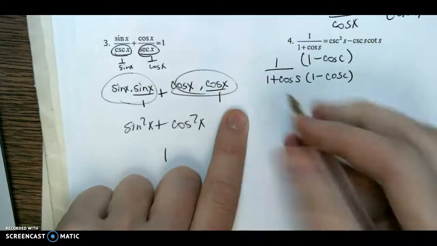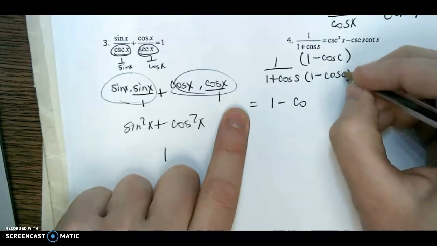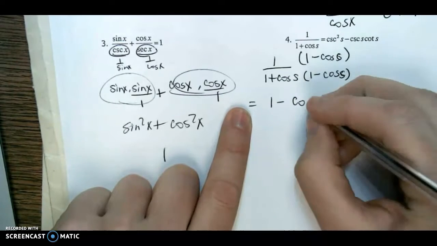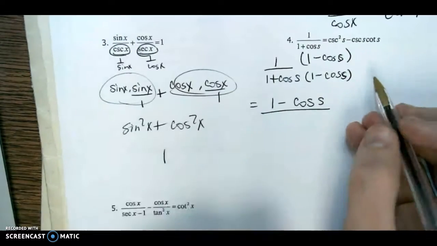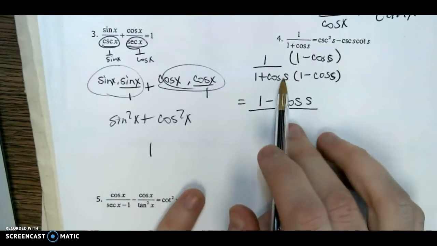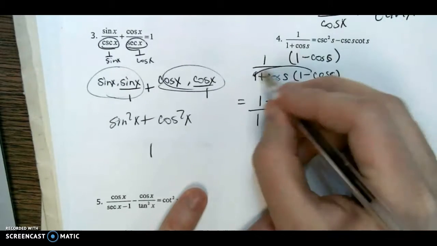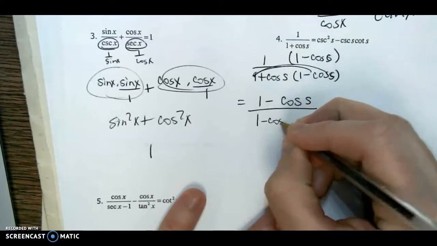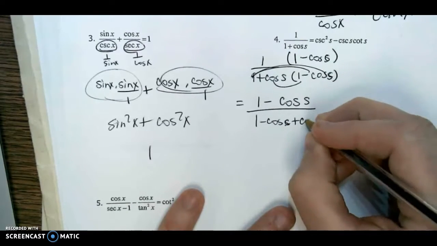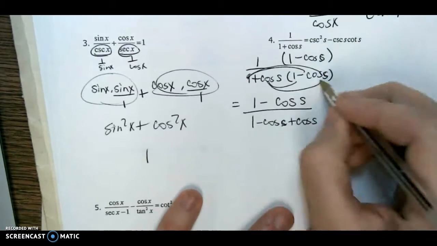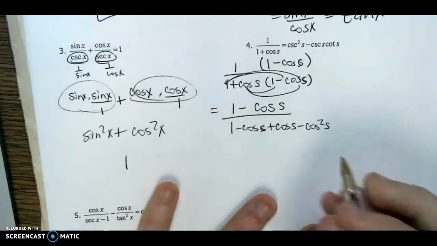So on top, I now have 1 minus cosine. I don't know why I did C. Those should be S's. 1 over cosine S over, and now I've got 1 plus cosine times 1 minus cosine. I'm going to FOIL those. So 1 times 1 is 1. 1 times negative cosine is negative cosine. Cosine times 1 is positive cosine. And then cosine times negative cosine is negative cosine squared.